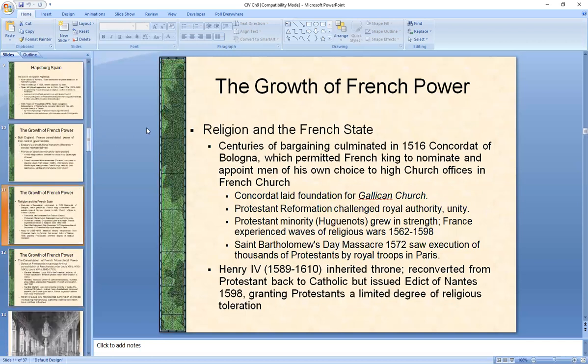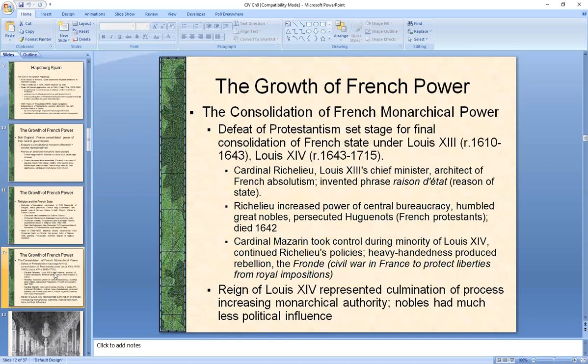So he was Protestant, he went back to Catholicism, but maybe that experience of being both left him a little more tolerant. It seems that way because as king, he issued the Edict of Nantes in 1598 that granted Protestants some degree, a limited degree, of religious toleration.